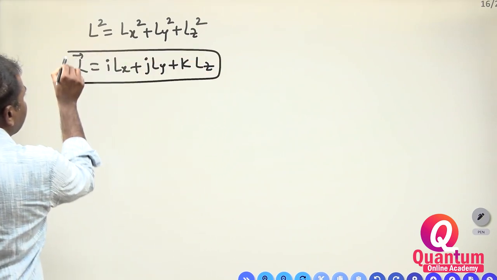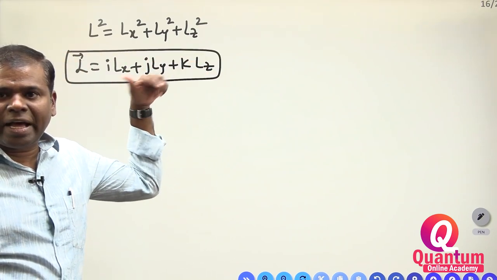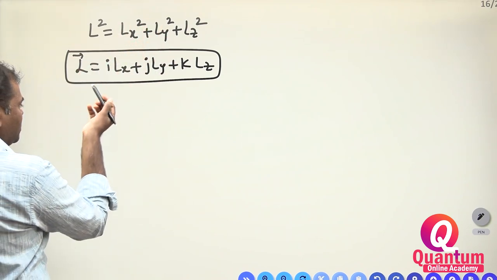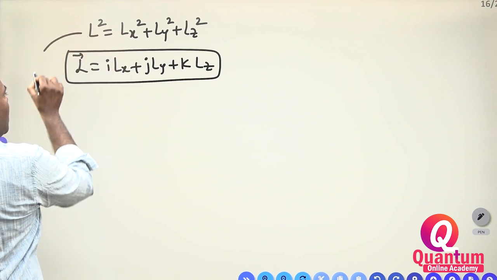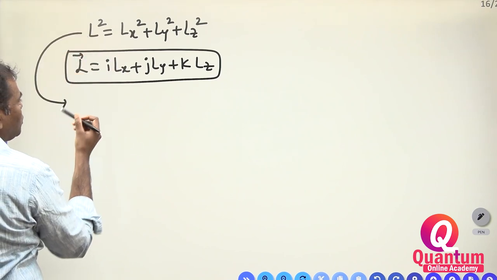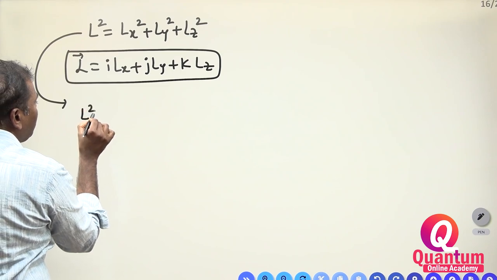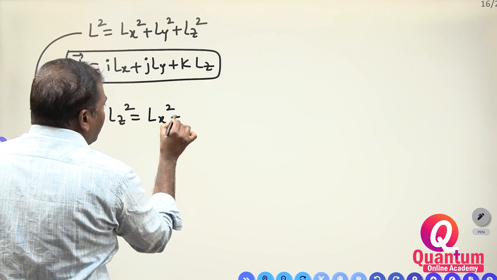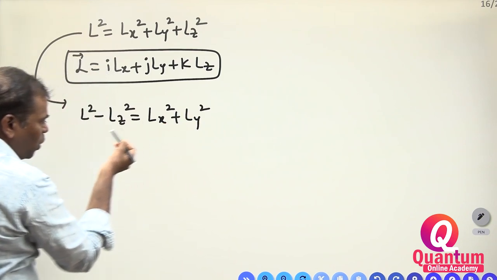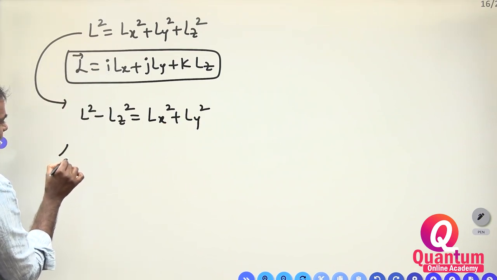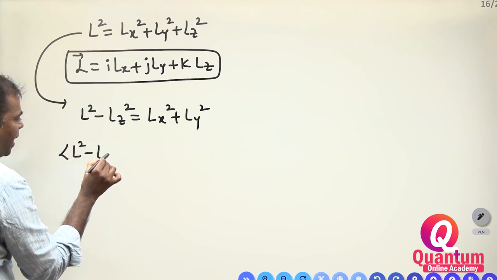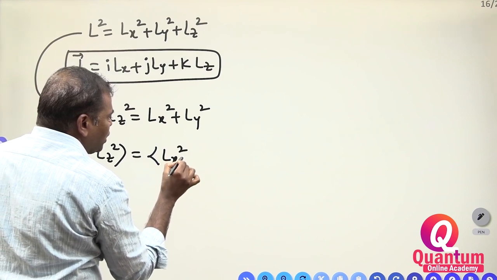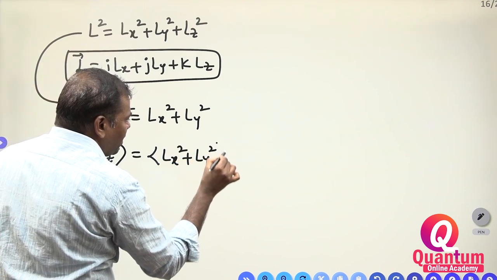If you have to find L dot L, L square, that L square is equal to Lx square plus Ly square plus Lz square. From this, L square minus Lz square is equal to Lx square plus Ly square. So we take the expectation value of L square minus Lz square, which is equal to the expectation value of Lx square plus Ly square.